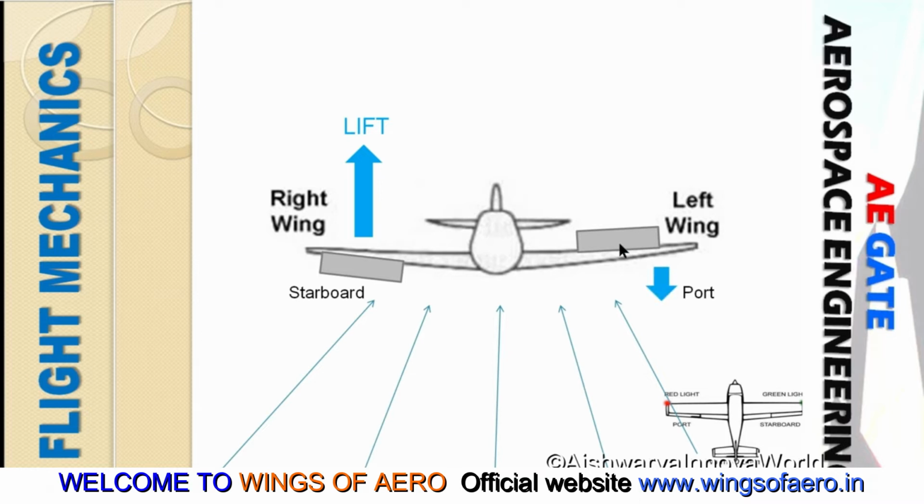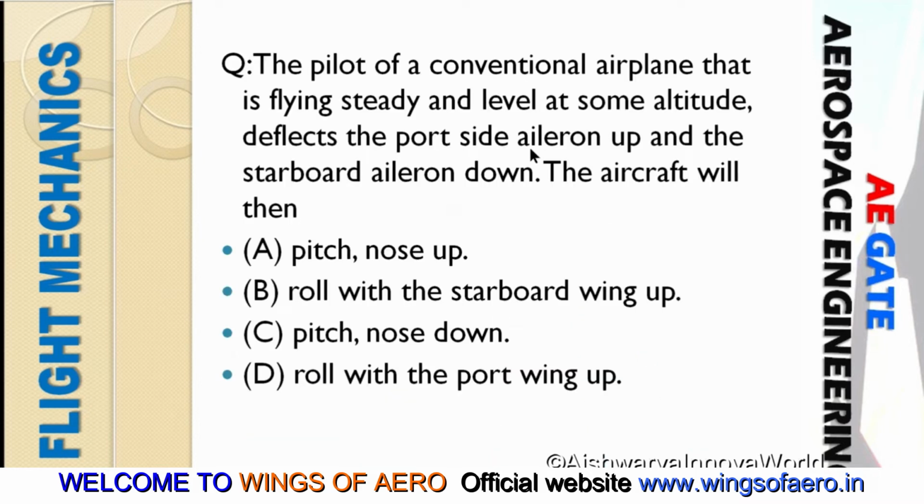So what will happen? The starboard will be deflecting in the upward direction, so the rolling will be taking place in a clockwise direction. As you can see, the rolling takes place in a clockwise direction. So what is our option? Rolling with the starboard wing up. That is the right option. The right option is option B.